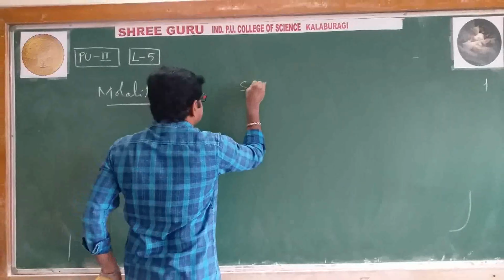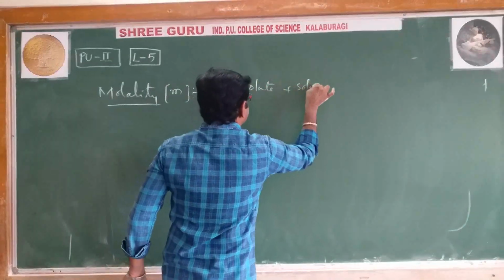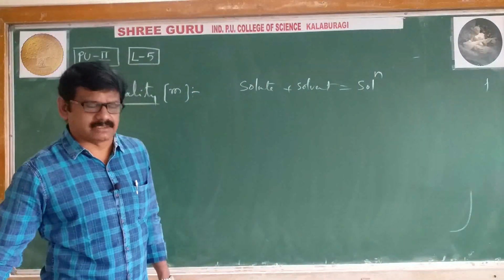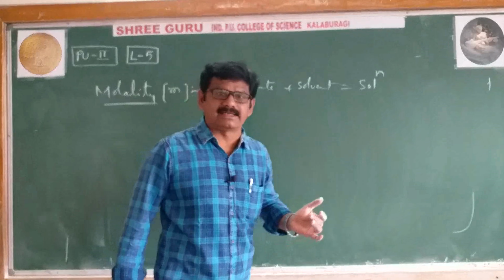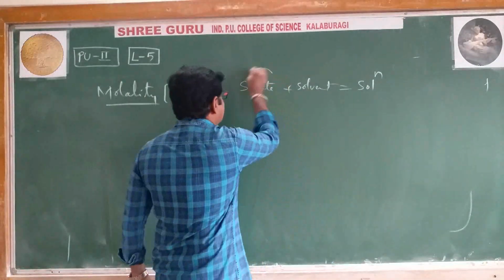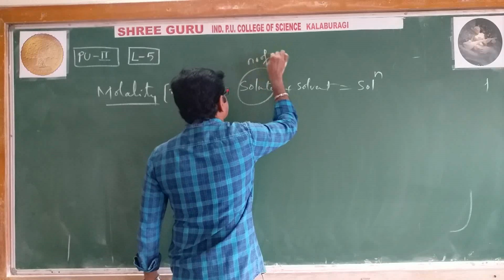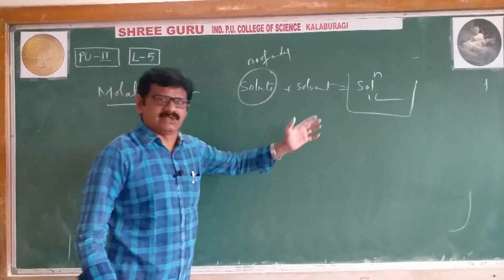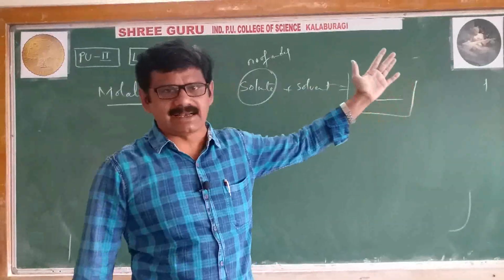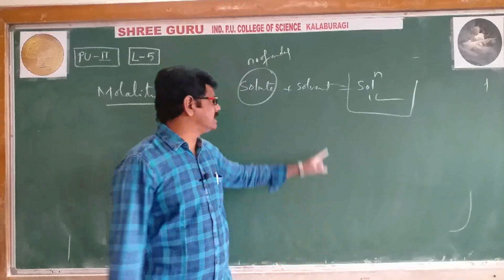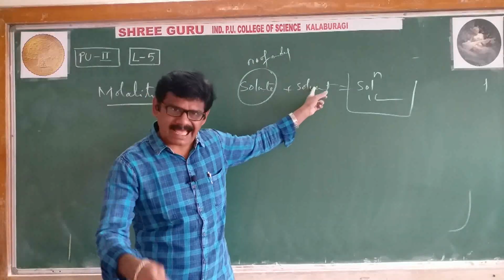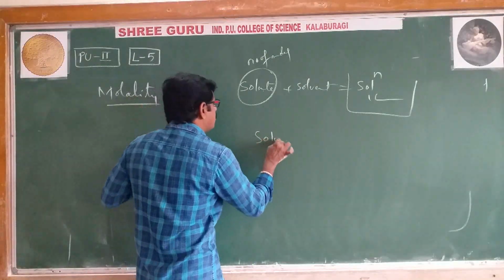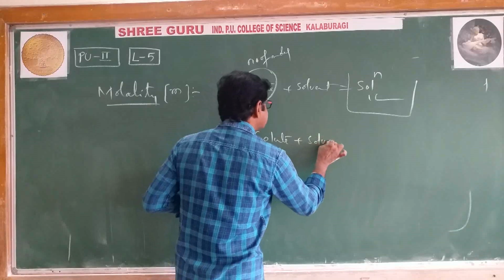We'll write like this: solute plus solvent will give solution. Again, we'll just recall the molarity definition. What is molarity? Number of moles of solute present in 1 liter of solution is called molarity. That is already known to you. In the case of molarity, the solvent does not have any role, right? Exactly. In the case of molality, let's see what happens.